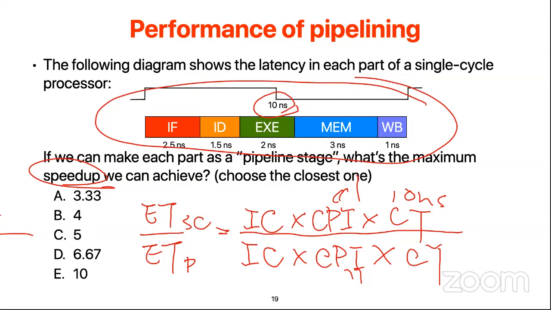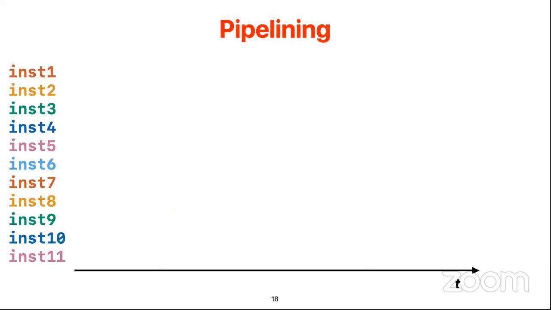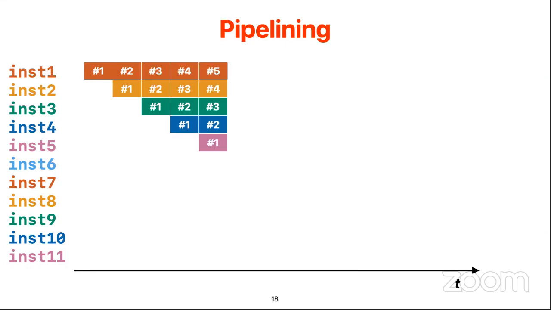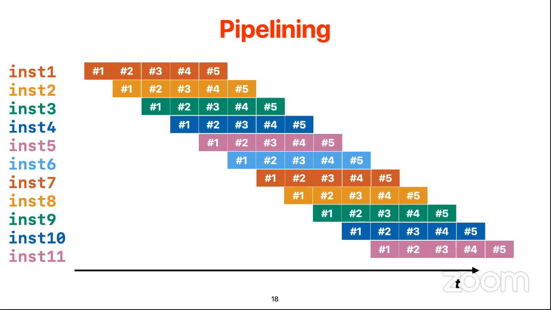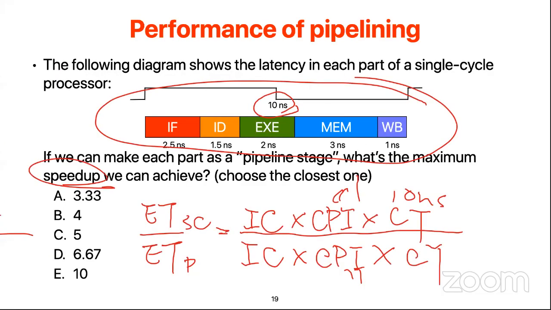Would it be 5 because it's 5 stages? No, look at the slide. Oh, it's also 1. Yeah, remember that after some point, it's going to be 1. So this is also going to be 1, and the ICs are the same, so this is the same. So what determines your performance?